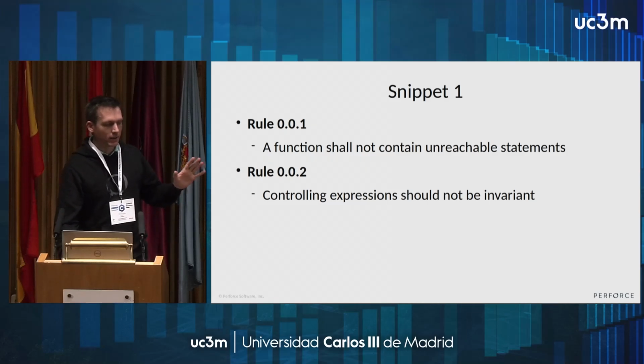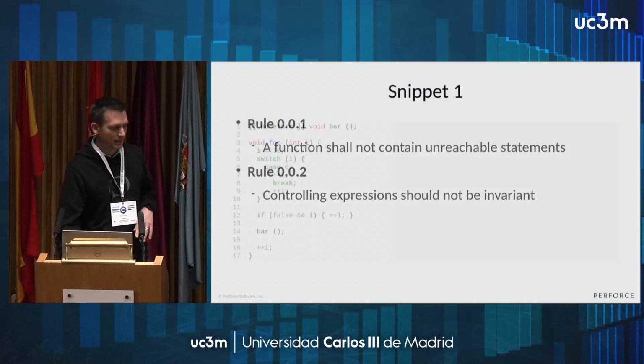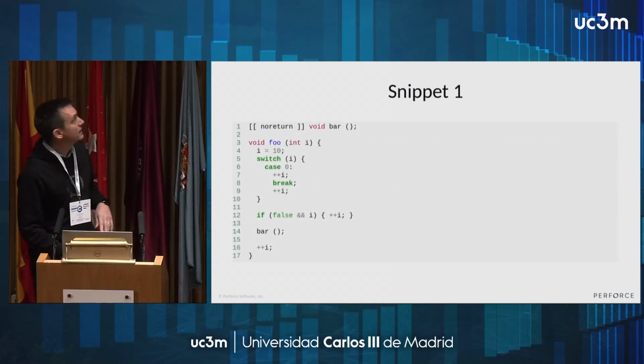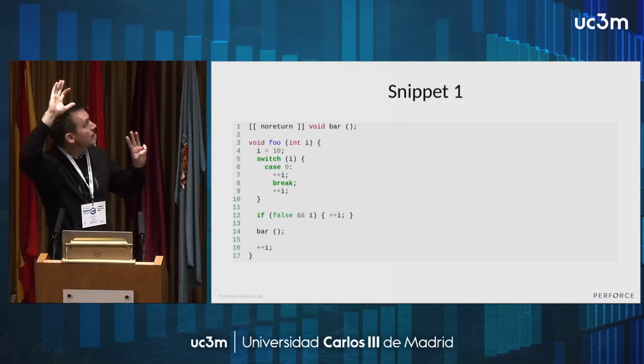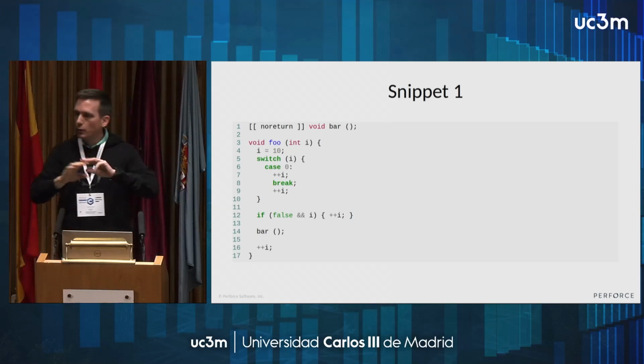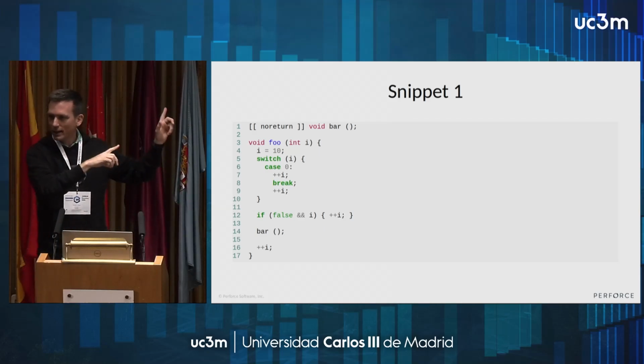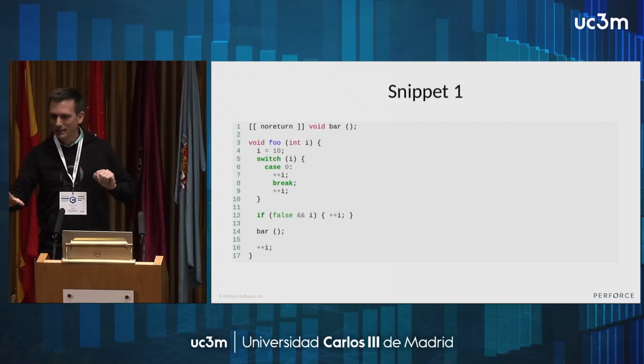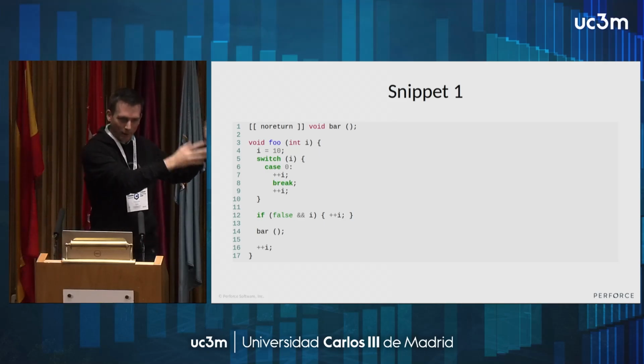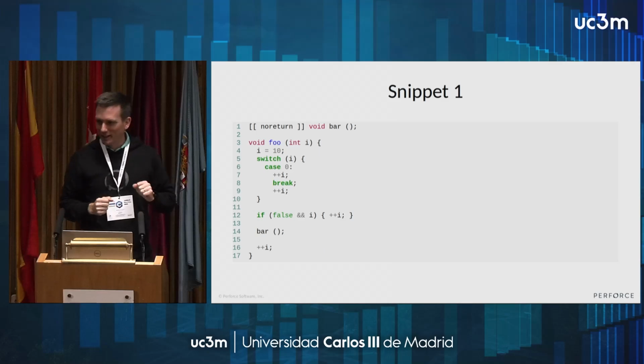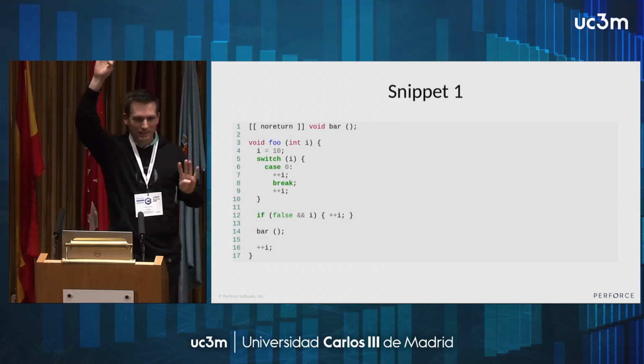Okay, so: functions should not contain unreachable statements, and controlling expressions should not be invariant. I'll just give you a few seconds. There could be more than one non-compliance in the example, okay? So there are two rules being applied, but there could be more than one non-compliance. Okay, and finally, 4.